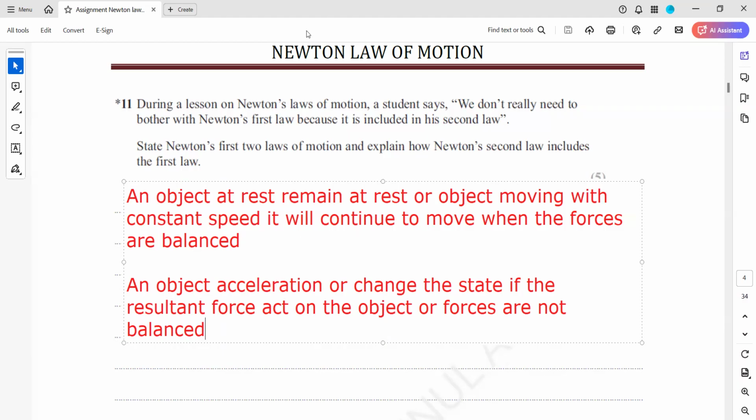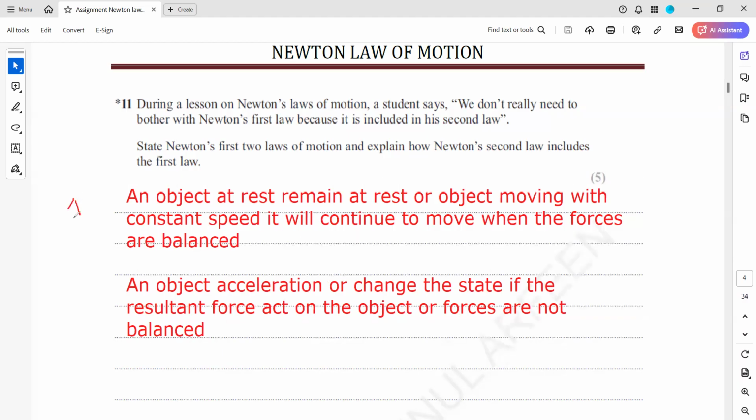How are Newton's first law and second law related to each other? In the first law, the resultant force is zero. In the second law, there should be a resultant force, like the resultant force is not zero. So how can we relate the two laws? If there is no resultant force, the object will remain at rest, or if it's a moving object, it will continue to move with a constant speed. But if there is a resultant force, or the resultant force is not zero, or the forces are not balanced, in that case, the object will accelerate.